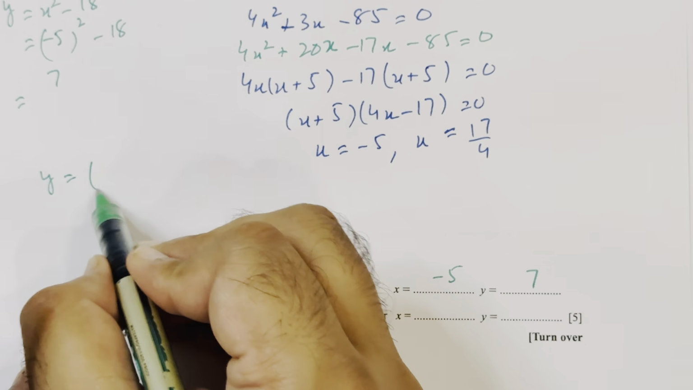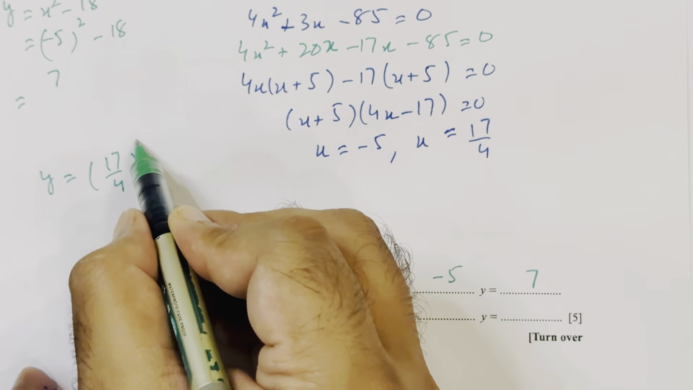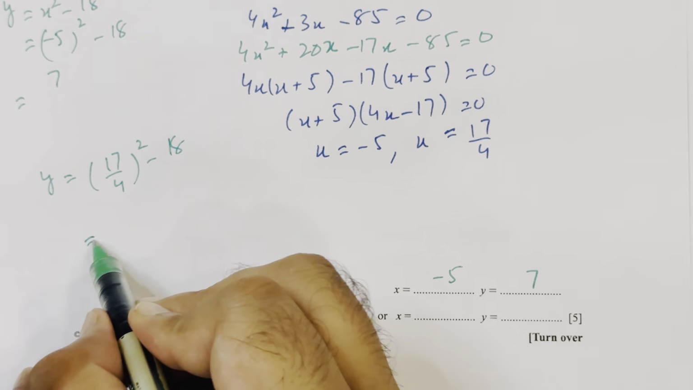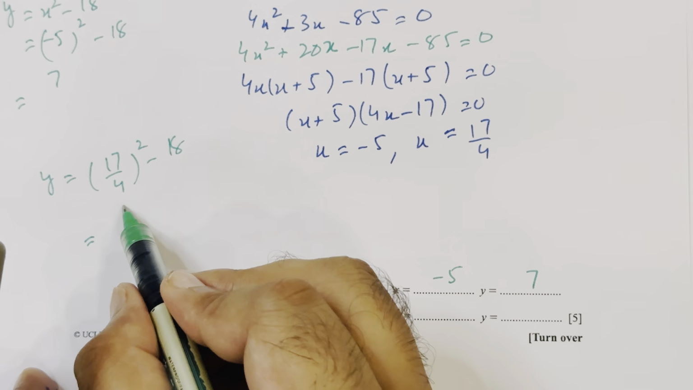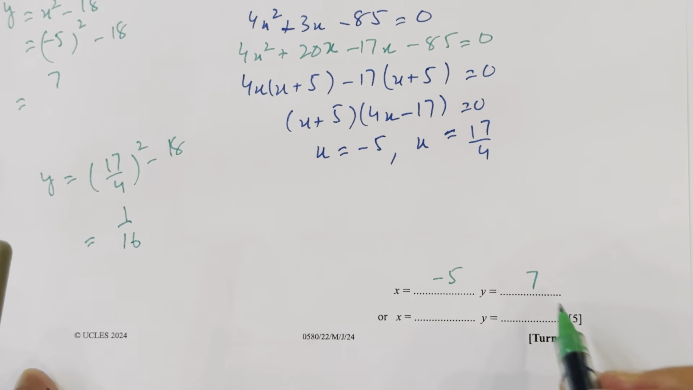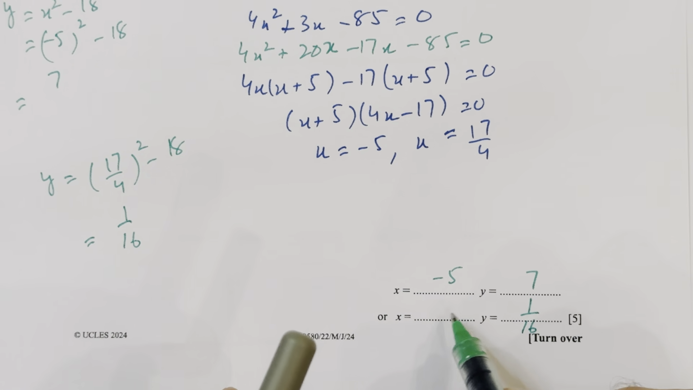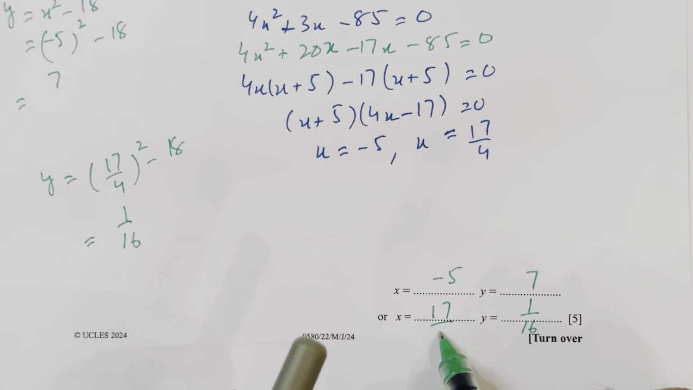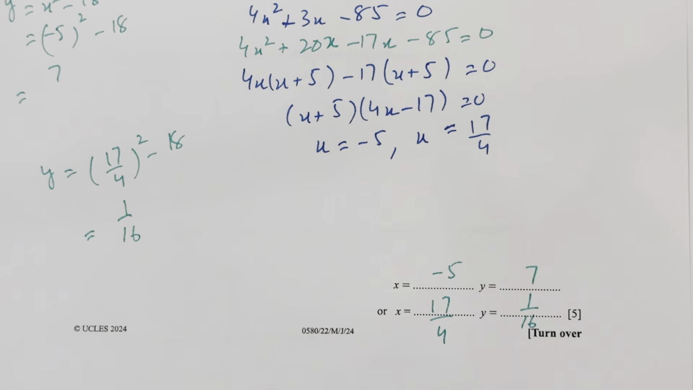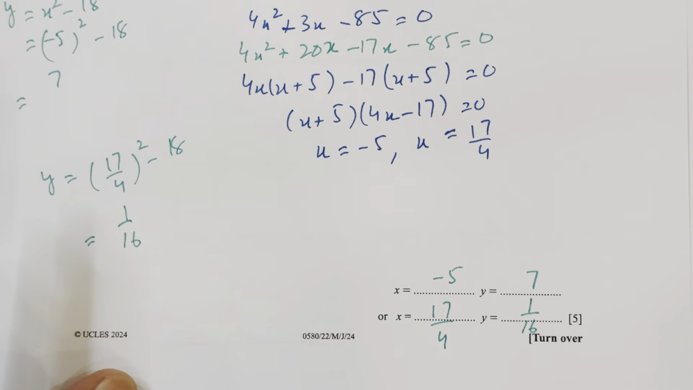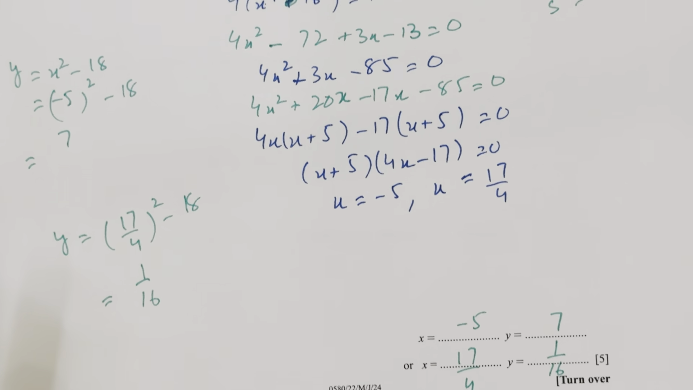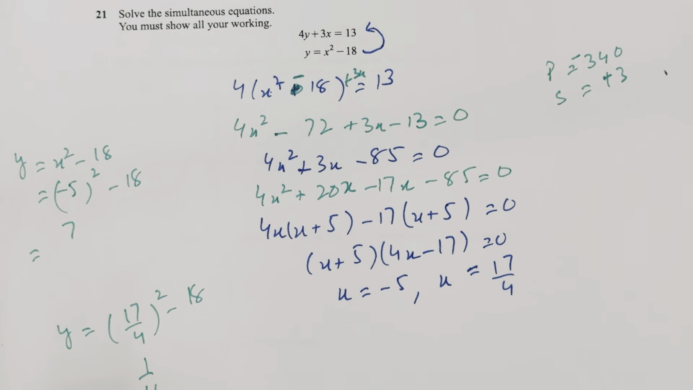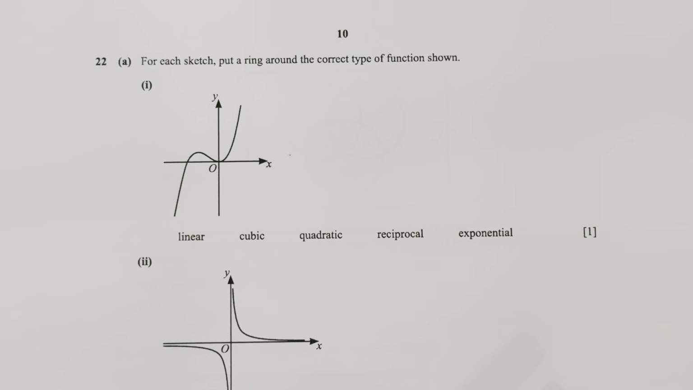y is equal to 17 by 4 whole squared minus 18. It would be 1 by 16. So your answer would be 1 by 16 over here when the value of x is 17 by 4. So you get those values of x and y. This was a question of simultaneous equations. Hopefully you get the understanding of this question. Moving to question number 22. Again, this question is getting popular year by year.